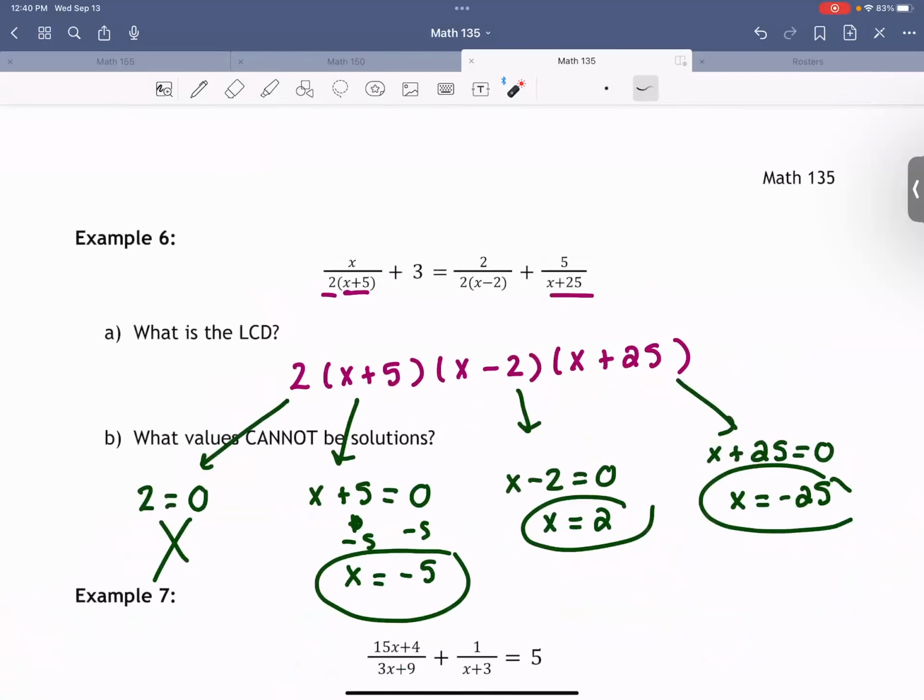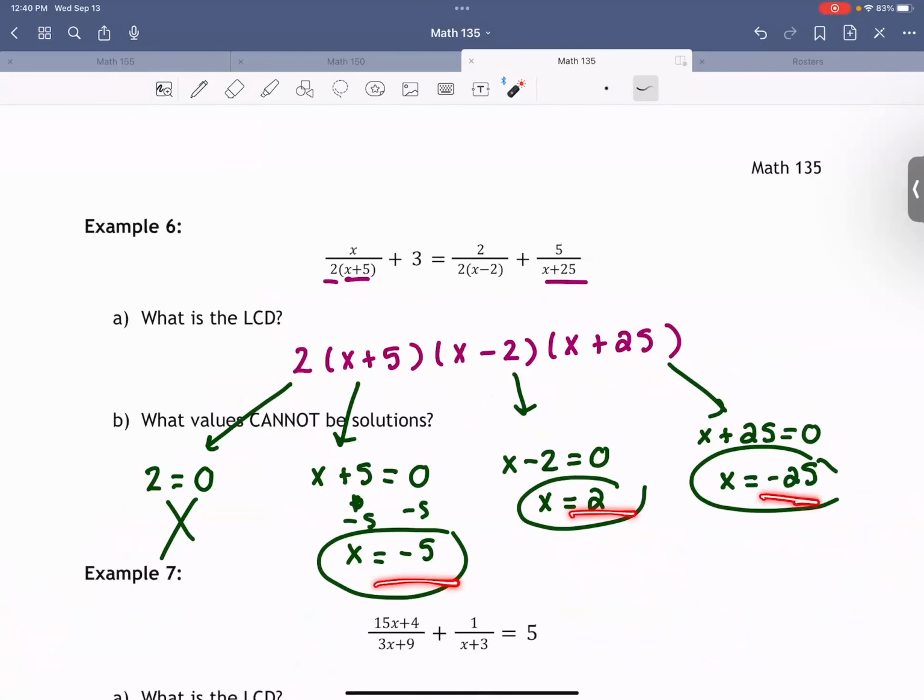Yeah, so if you get -5, 2, or -25 when you solve this equation, it'll be basically no solution for now. We'll talk about later on when we can get 1, 2, maybe even 3 solutions.